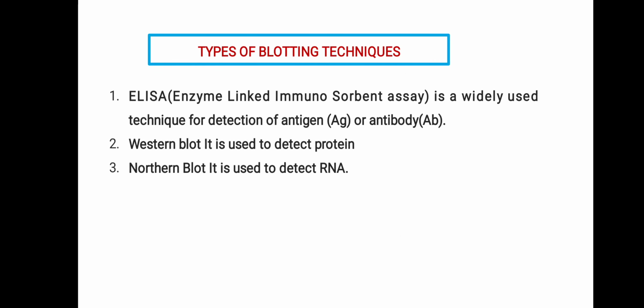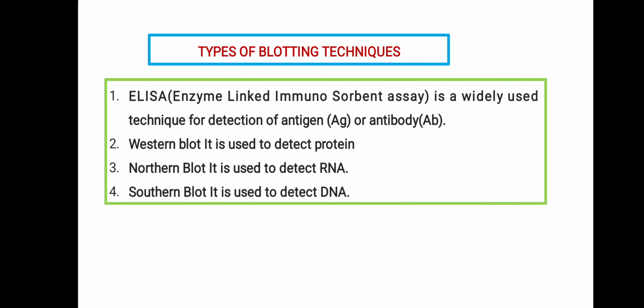Types of blotting techniques: there are 4 techniques. First, ELISA, enzyme linked immunosorbent assay, is a widely used technique for detection of antigens or antibodies. Western blot is used to detect protein. Northern blot is used to detect RNA, and Southern blot is used to detect DNA. So ELISA detects antigen and antibody, Western blot detects specific protein, Northern blot detects RNA, and Southern blot detects DNA.